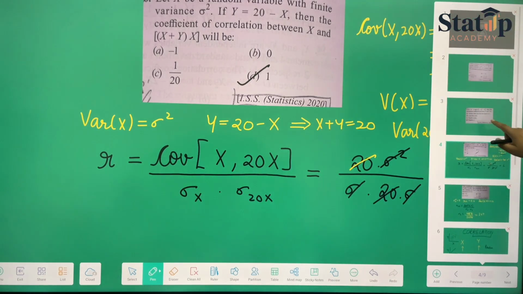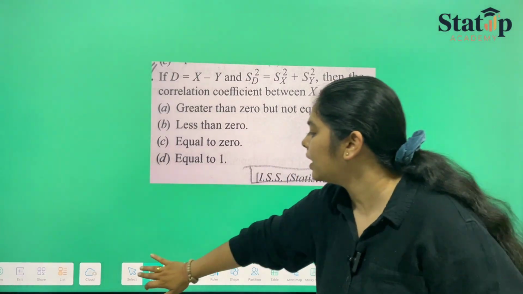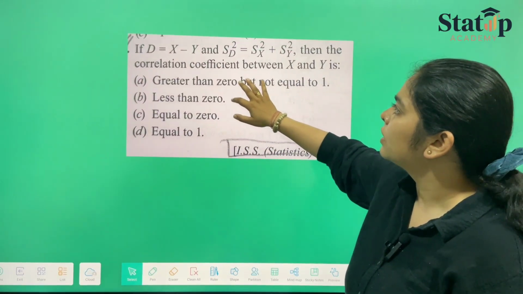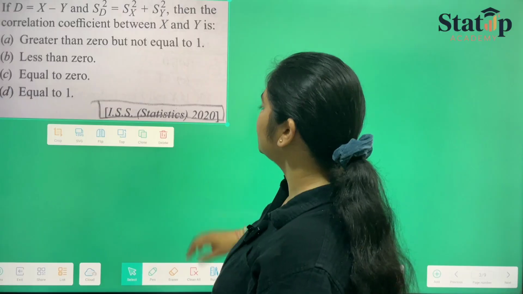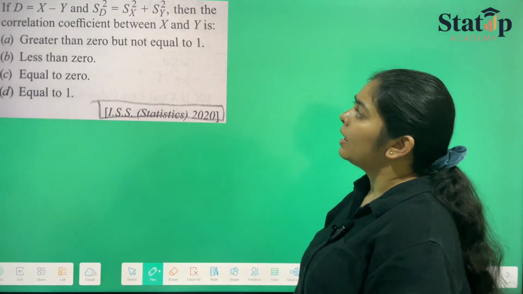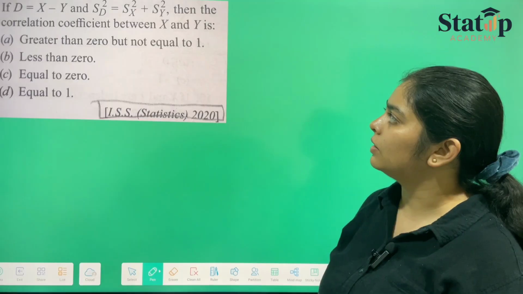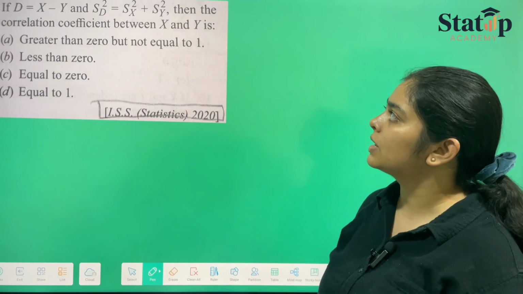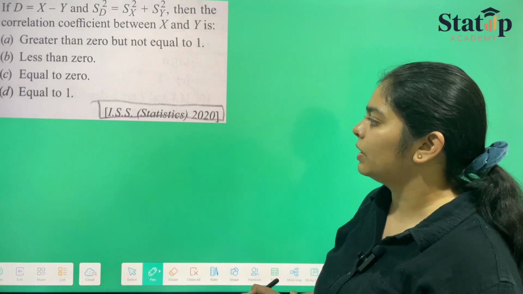Now moving forward with the next question. Here they have given us that D is given as X minus Y, and variance of D is sigma X square plus sigma Y square, then the correlation coefficient between X and Y.